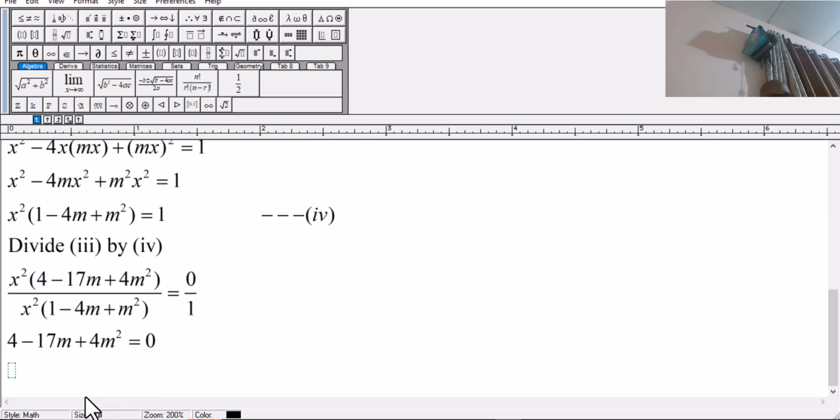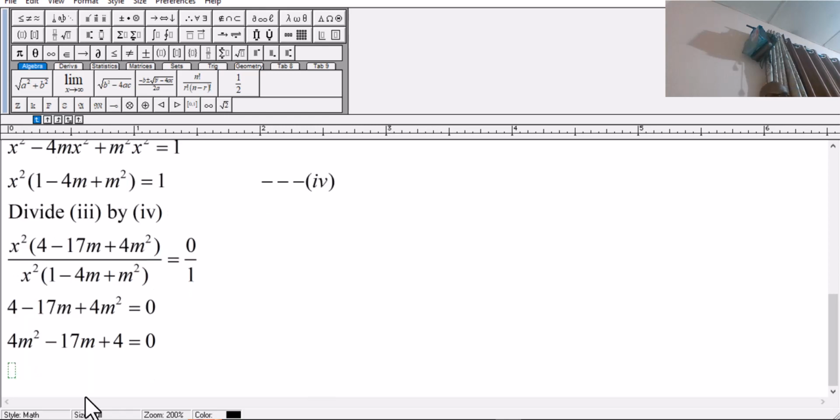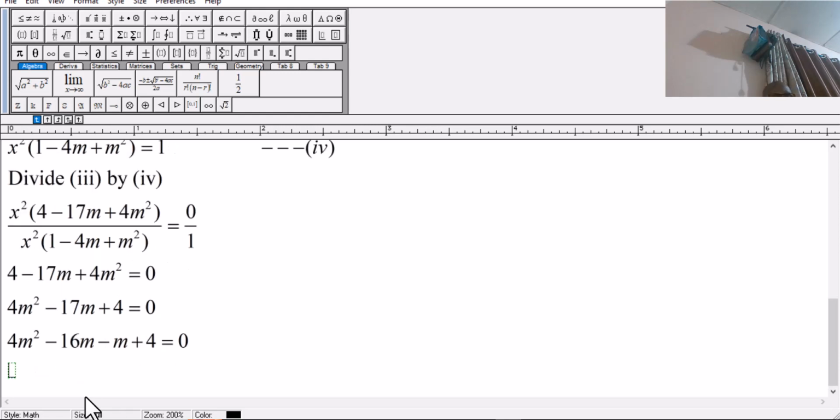So for the sake of simplicity, let me make it simpler: 4m squared minus 17m plus 4 equals 0. So this one will be 4m squared minus 16m minus m plus 4 equals 0. These are the factors. So we have 4m into m minus 4, minus 1 into m minus 4 equals 0.